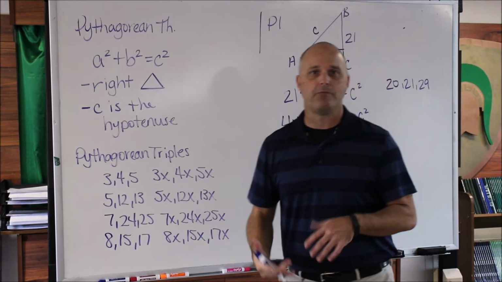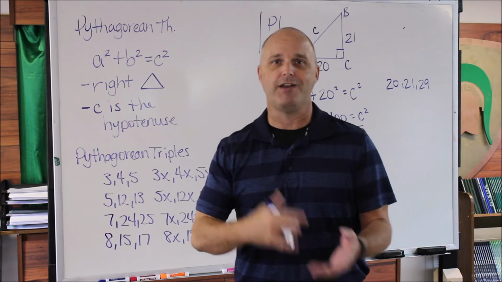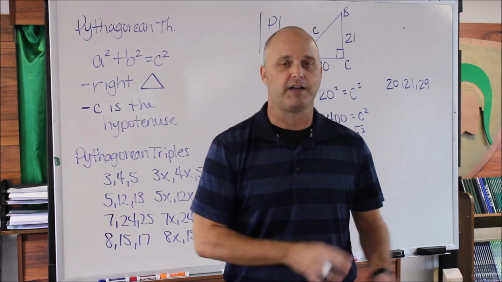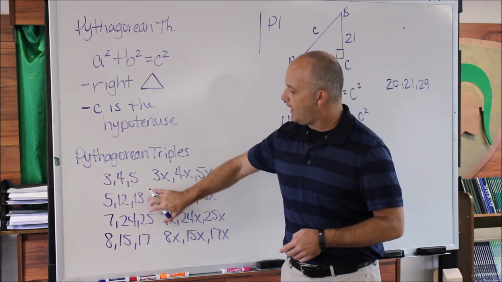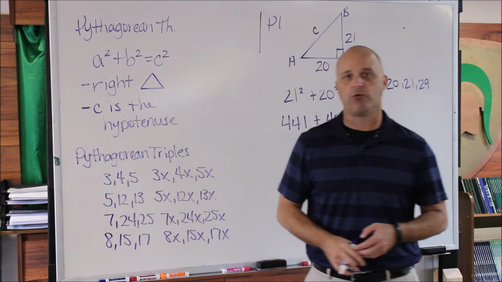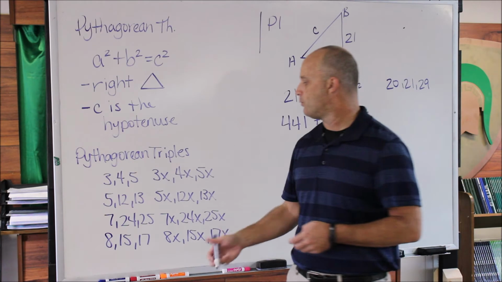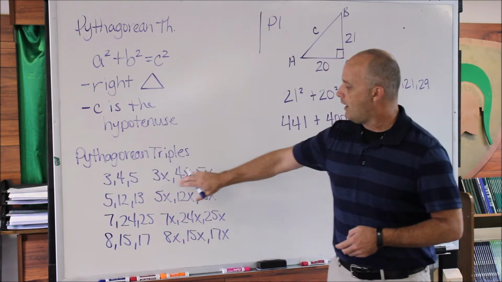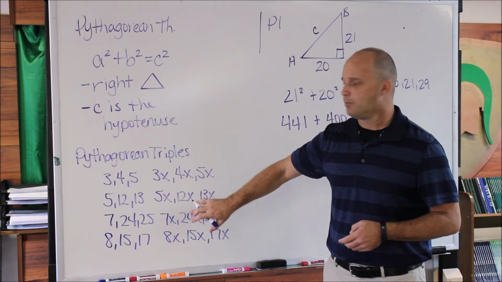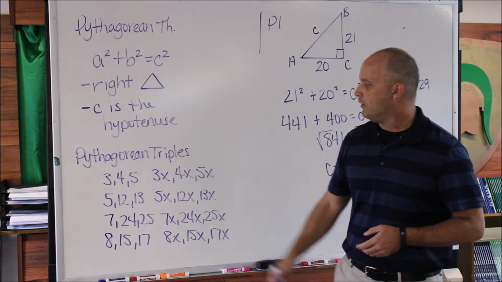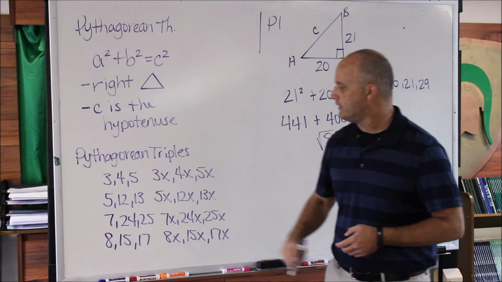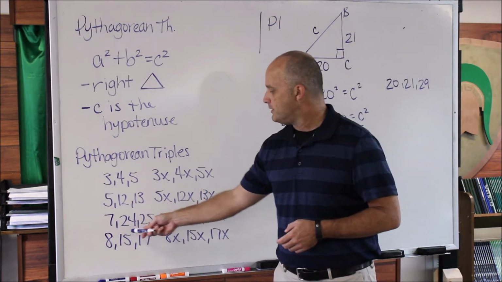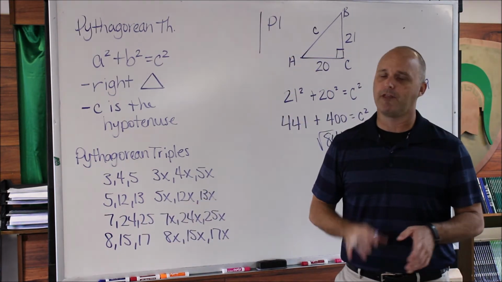Now don't worry about memorizing 20, 21, 29 because I've never actually seen it before outside of this book. You want to make sure that you memorize these here: 3, 4, 5; 5, 12, 13; and 7, 24, 25. And then also realize that you could see other Pythagorean triples that are just multiples of these. So 6, 8, 10 is a common one, and then 10, 24, 26 is a common one, and then 14, 48, 50 would be another one that they might throw at you.